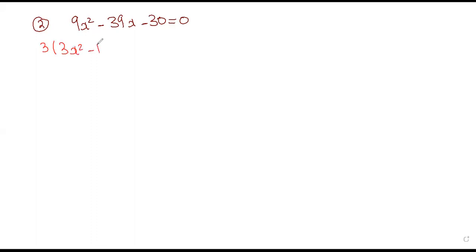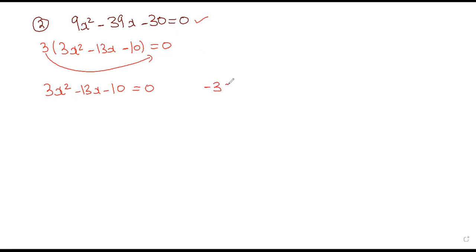3x squared minus 13x minus 10 equals 0. I can divide this 3 on the other side. When I divide it on the other side, I am going to get 3x squared minus 13x minus 10 equals 0. This is the simplified version of this original quadratic equation. Again, we need to make factors. We need two numbers such that when I multiply them, I get minus 30x squared. And when I add them up, I get minus 13x.